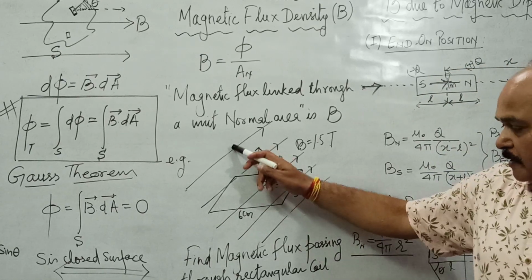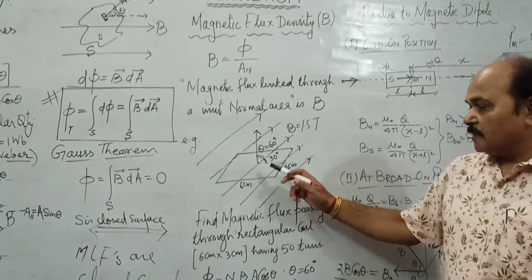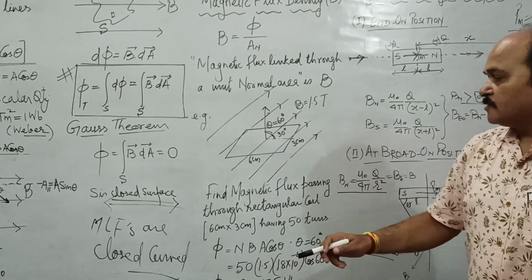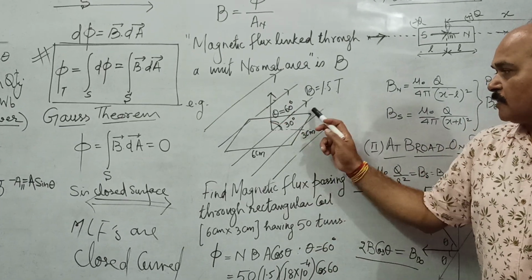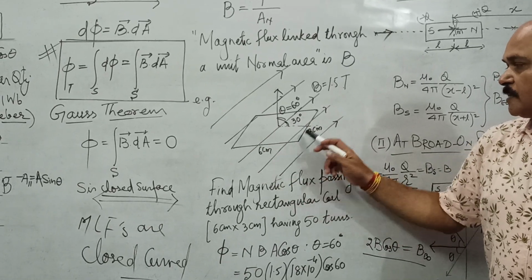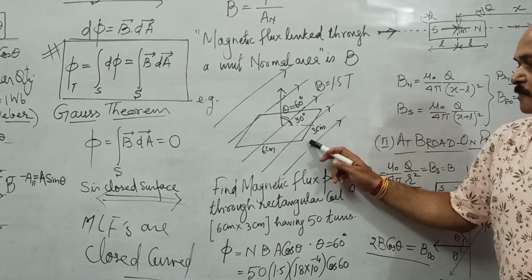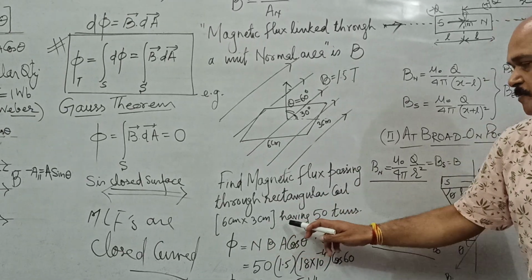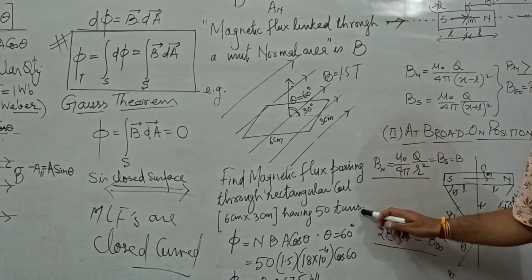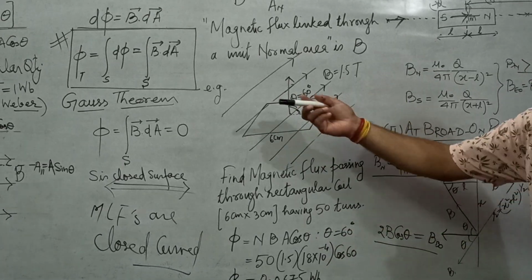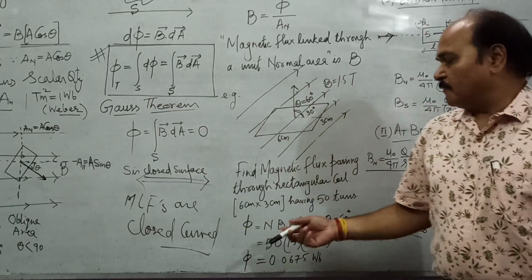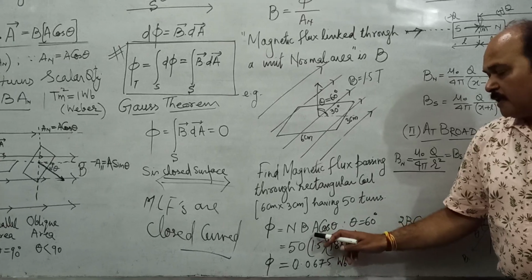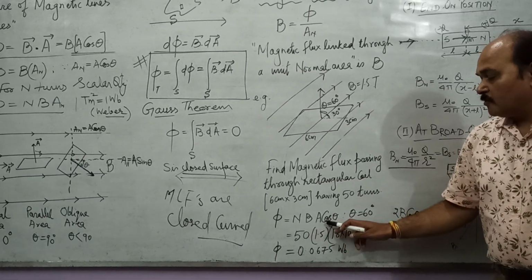Well, this is a numerical which has been worked out, and in this numerical we are finding out the flux passing through this rectangular area. So what is there in the numerical? This is a rectangular area of length 6 cm and width 3 cm. Find magnetic flux passing through a rectangular coil 6 into 3 cm having 50 turns. So what is the flux passing through this area? As per the definition of flux we have just studied, the flux passing through this area is N, the number of turns, B the magnetic field, A the area of the coil, and cos theta.